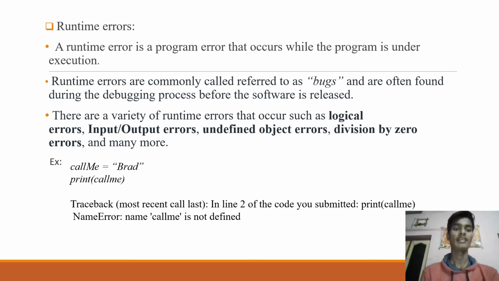And runtime errors. A runtime error is a program error that occurs while the program is under execution. While the program is being executed, it has an error. Runtime errors are commonly called bugs and are often found during the debugging process before software is released.